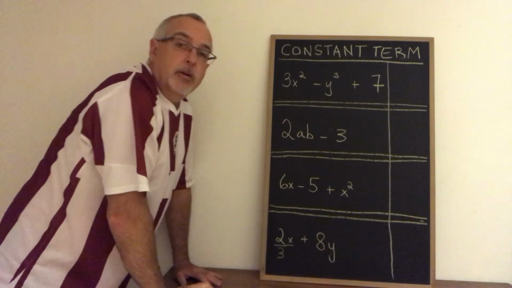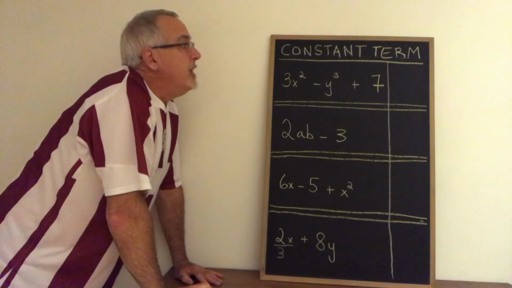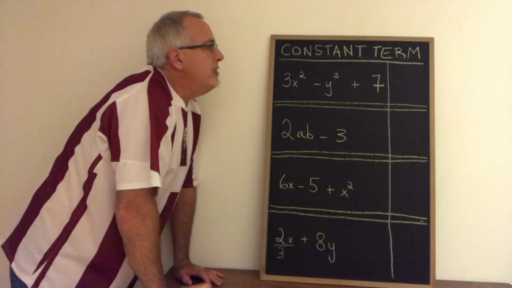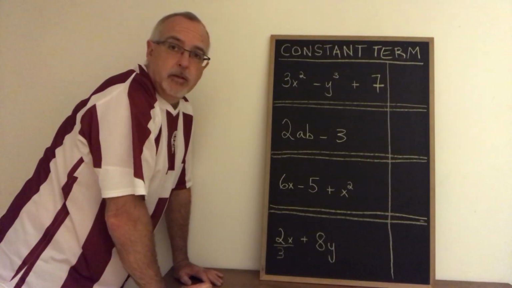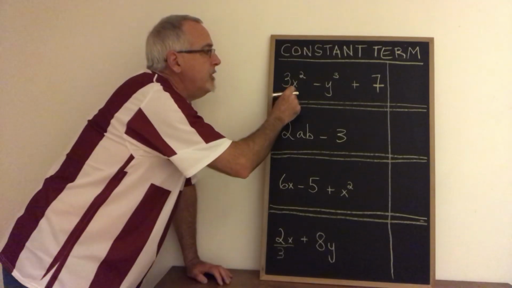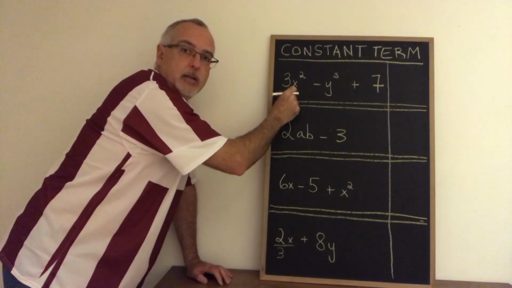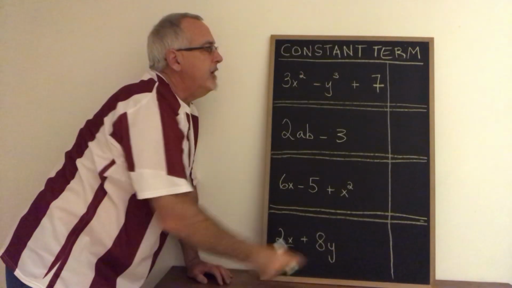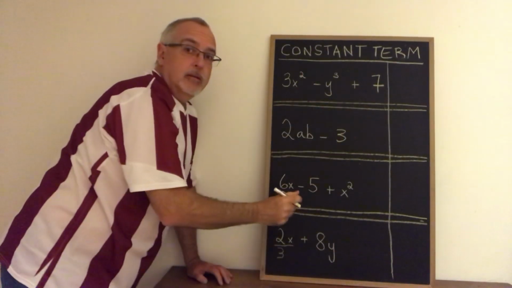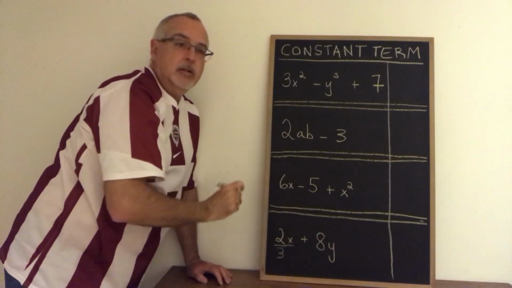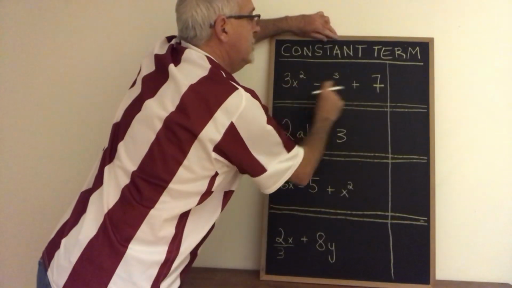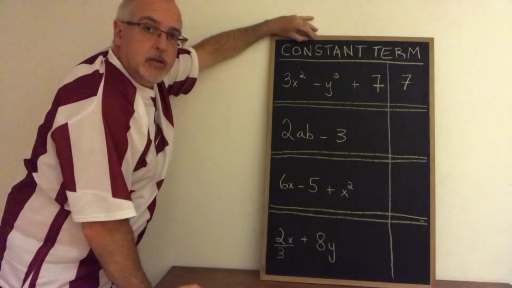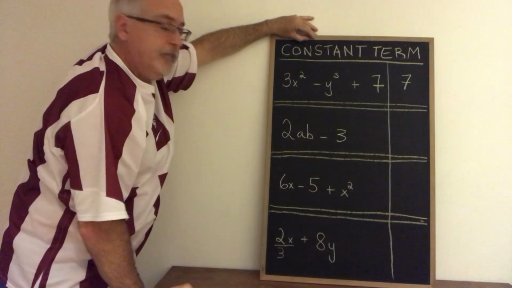Okay, so we've talked about the term. Let's talk about the idea of the constant term. Constant term simply means the term that doesn't have any variables in it. So 3x squared is not the constant term because it has x involved. Negative y cubed also is not the constant term. There's a y involved there. But plus 7 doesn't have a variable. That's the constant term. So the constant term in this first polynomial is 7. And it's a positive 7 because of this plus.